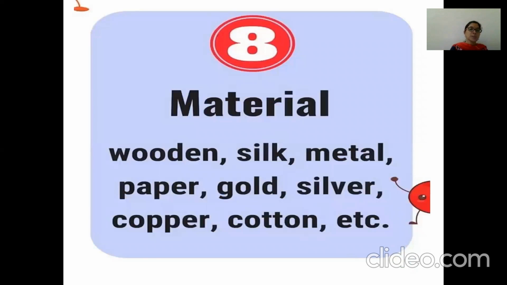Now, eighth one is material. It describes what something is made up of or made from. Wooden, silk, metal, paper, gold, silver, copper, cotton. It tells about the material. For example, wooden furniture, silk sari. These all tell us what that thing is made up of, or the thing which is used to make any material or any thing.